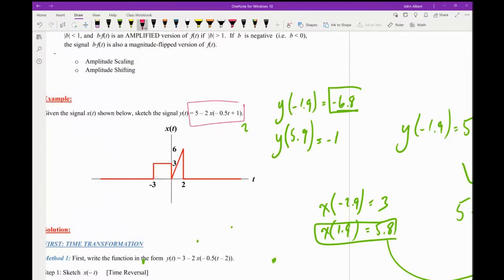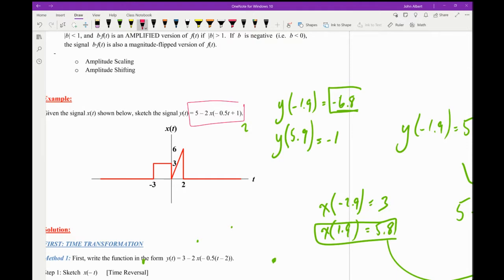But I will give you a function x of t, and I'll ask you to sketch x of t minus 5, for example, or x of 3t minus 2, whatever. Okay? So you need to know all of those transformations. So this is going to be your quiz on Sunday.